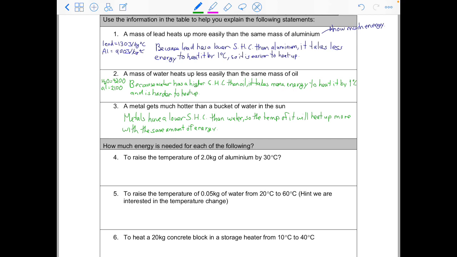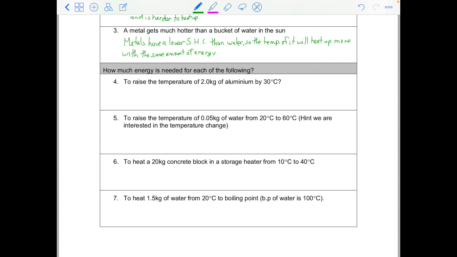So now we're going to start looking at some questions. Again, this is why we have that table written down, so you don't need to keep referring back up. So for all of these questions, how much energy is needed?